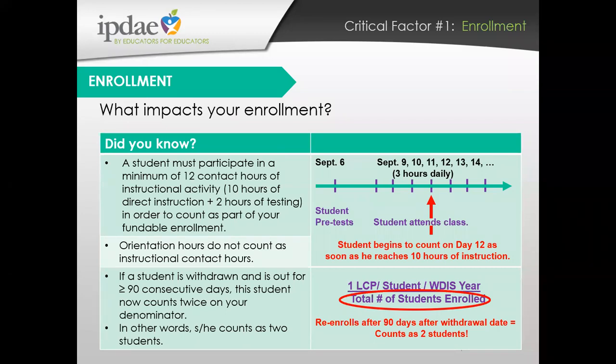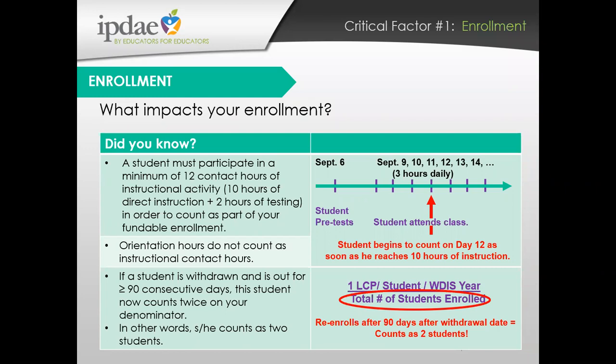So remember that enrollment is a double-edged sword. On one side, the higher your enrollment, the higher your funding. On the other side, remember that the denominator on your NRS performance formula is the total number of students enrolled. So the more students you have enrolled in a program, the harder you have to work to ensure that they all remain enrolled, complete the program, and post-test successfully.